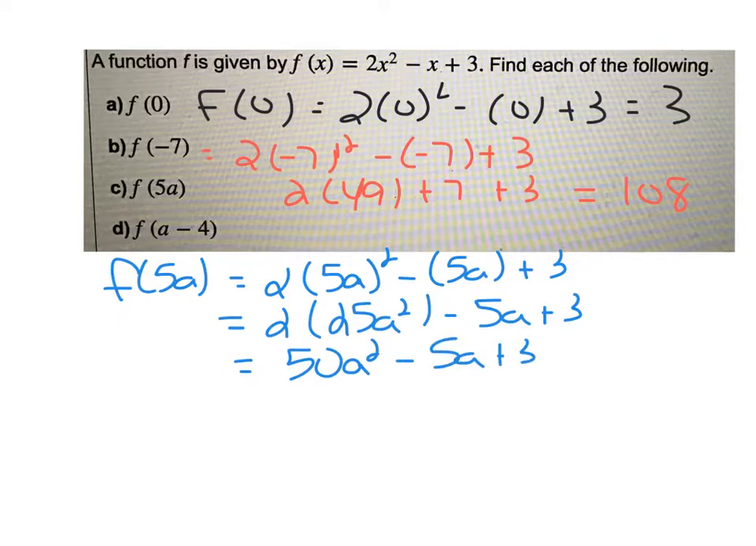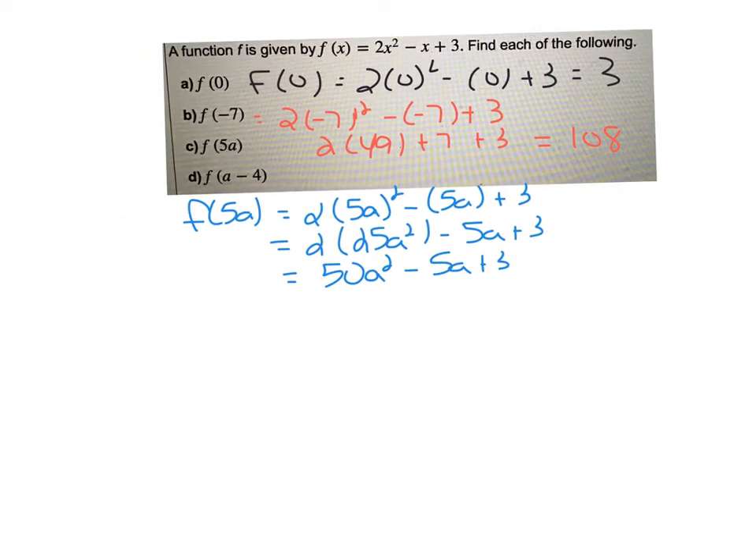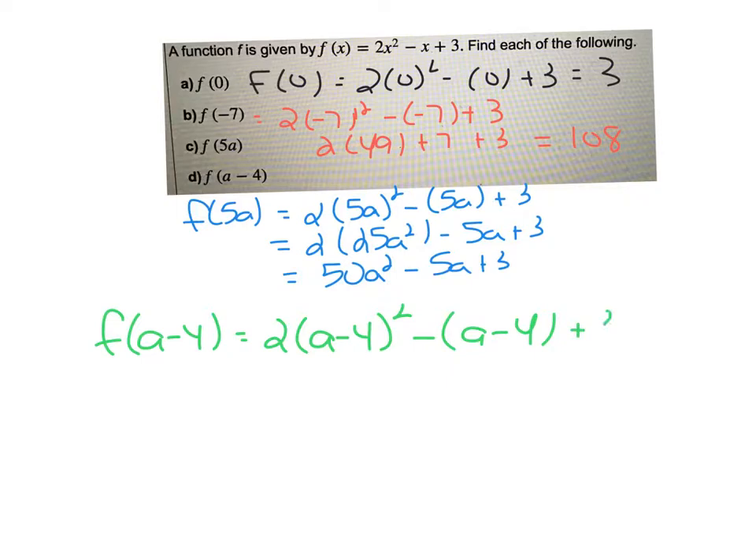Now the last one, probably the toughest one, says f of a minus 4. So I'm going to go f of a minus 4, which means I got to plug a minus 4 in everywhere there's an x. So I'm going to go 2 times (a minus 4) squared minus (a minus 4) plus 3. Now this one's going to take just a second. So I'm going to square this first.